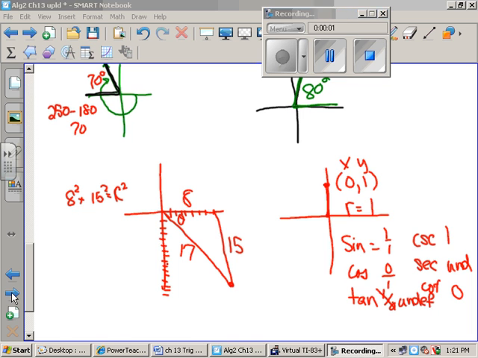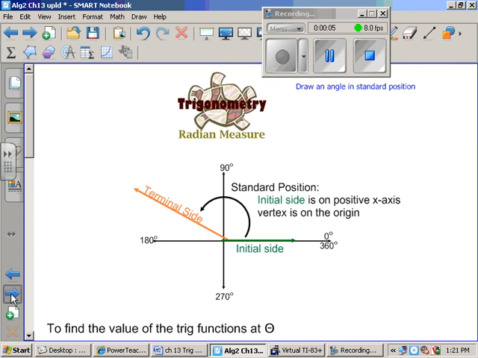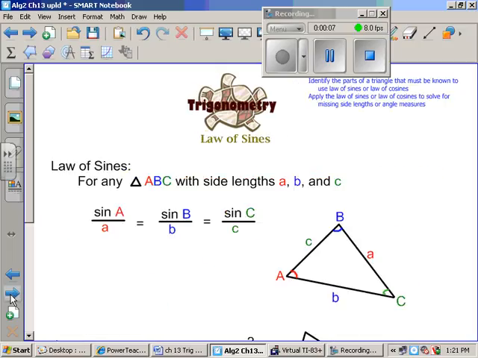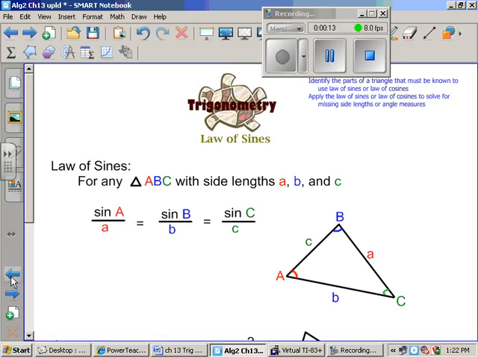Law of sines is what we use when we don't have a right triangle. Because right triangles are really handy. You can use the Pythagorean theorem. You can use all this cosine, sine, and tangent. You can use 30-60-90 triangles. All this stuff goes with right triangles.